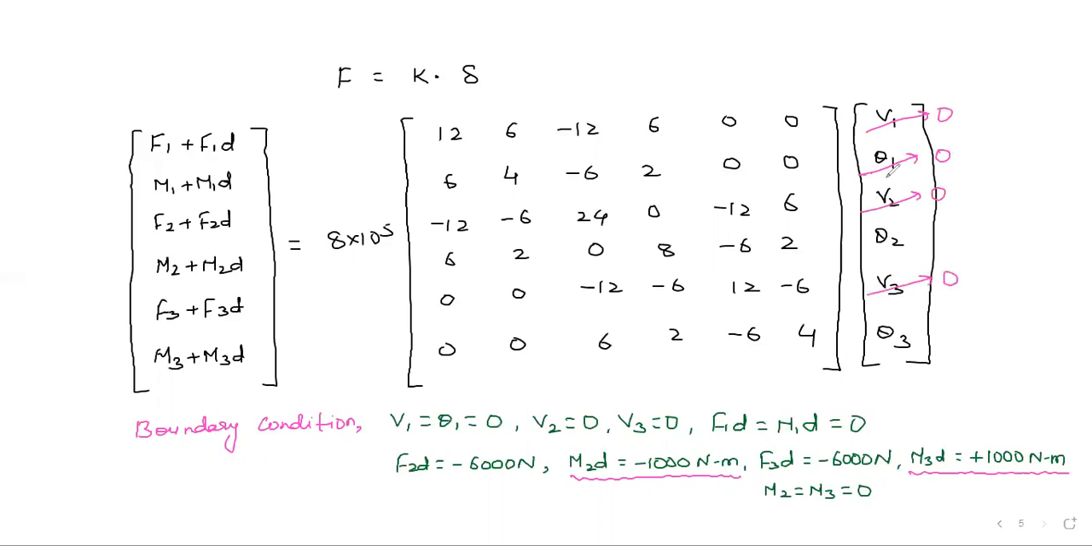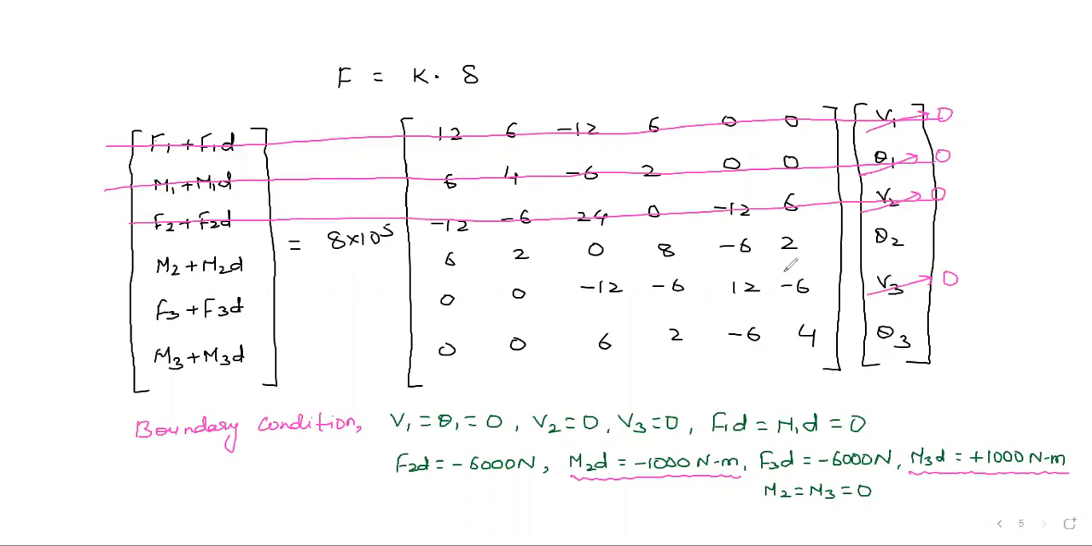Once these displacements are 0, we have to remove the rows as well as the columns in the stiffness matrix. So if it is 0, this column is gone. Just remove it. If this is 0, this column is gone. If it is 0, the third is also gone. If it is 0, the corresponding one is gone.